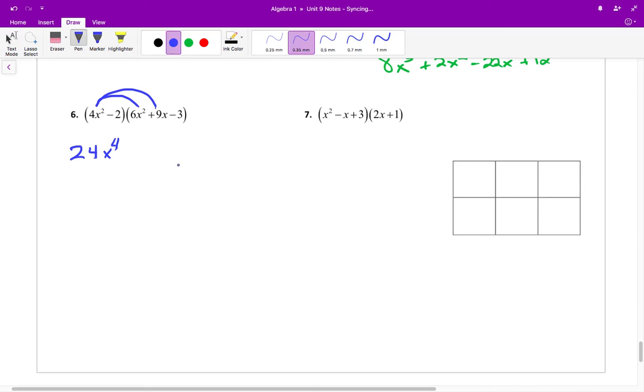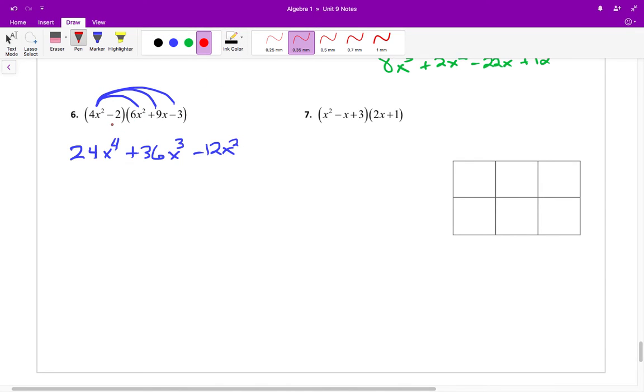And then 4x squared multiplied by 9x. 4 multiplied by 9 is 36. X squared multiplied by x, you get x cubed. And then 4x multiplied by negative 3. 4 multiplied by negative 3 is negative 12. Just keep x squared with it. Okay, so there's your first round of distributing.